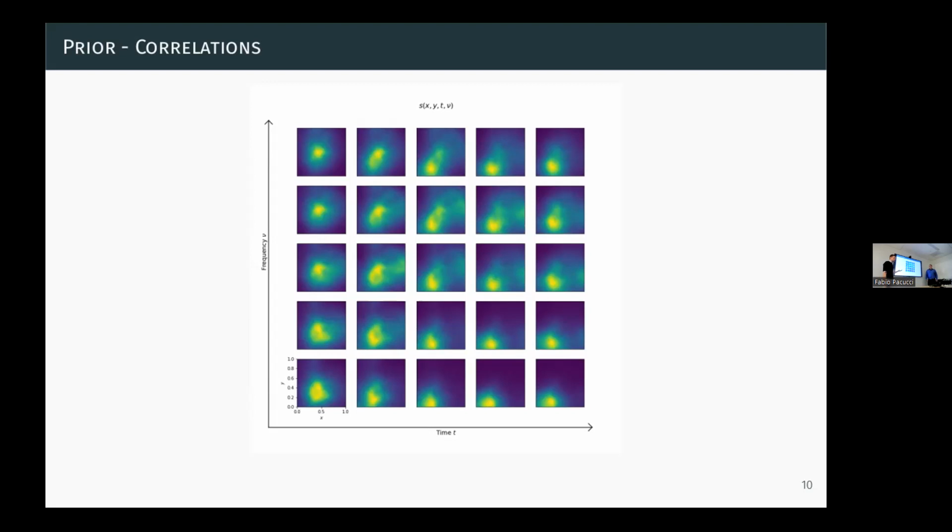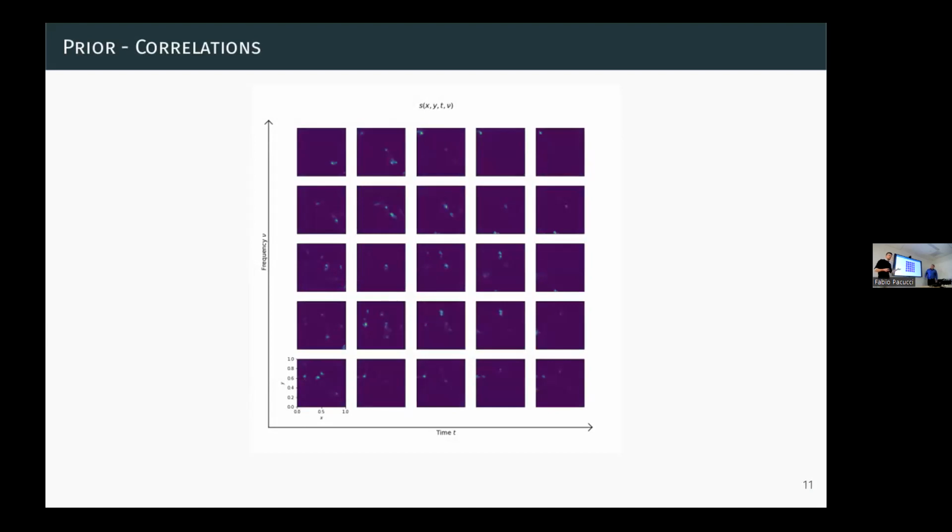But since we can't impose this correlation structure exactly, what we only want to impose is the existence of correlation. So rather than saying this is how stuff is correlated, it might also be correlated like this a priori. So this is just another random realization, or a bit more moderate one.